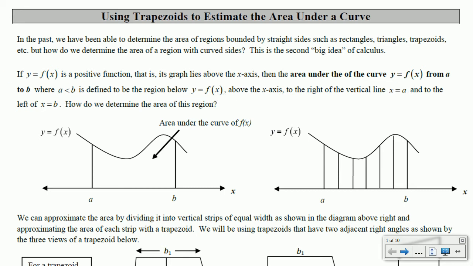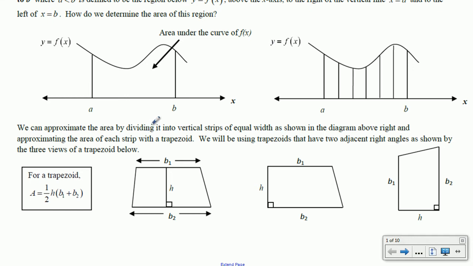of this region? So we can approximate the area by dividing it into vertical strips of equal width, as shown here, and approximating the area of each strip with a trapezoid. So we'll be using trapezoids that have two adjacent right angles, as shown here, and we have seen this formula for the area of a trapezoid fairly recently.